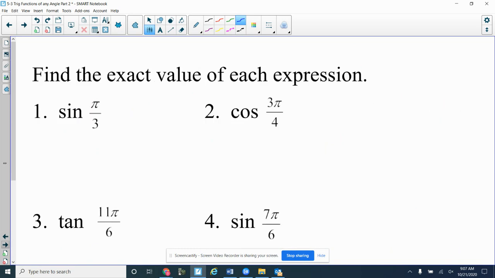So let's use that unit circle to find some of these values. Starting next week, you'll start to have quizzes that look just like this, 10 of those.